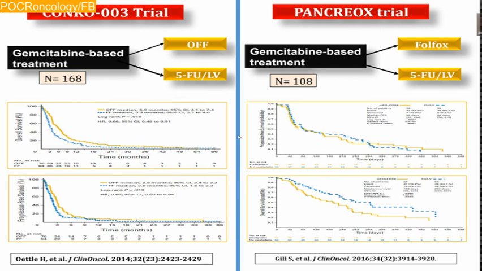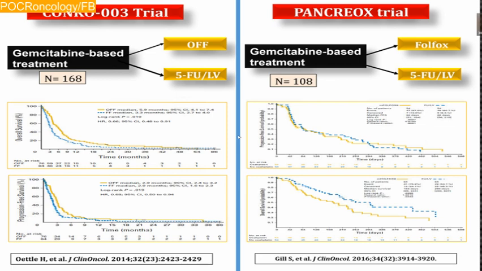The second-line treatment, unfortunately, till today at 11 o'clock, we have only data for those who have progressed post gemcitabine, and they include those who received irinotecan or oxaliplatin. In the CONCO trial, 168 patients were randomized to off chemotherapy: 5-FU, oxaliplatin, and this is a dose-dense regimen with 5-FU leucovorin. And as a matter of fact, it showed an overall survival with a significant P value.